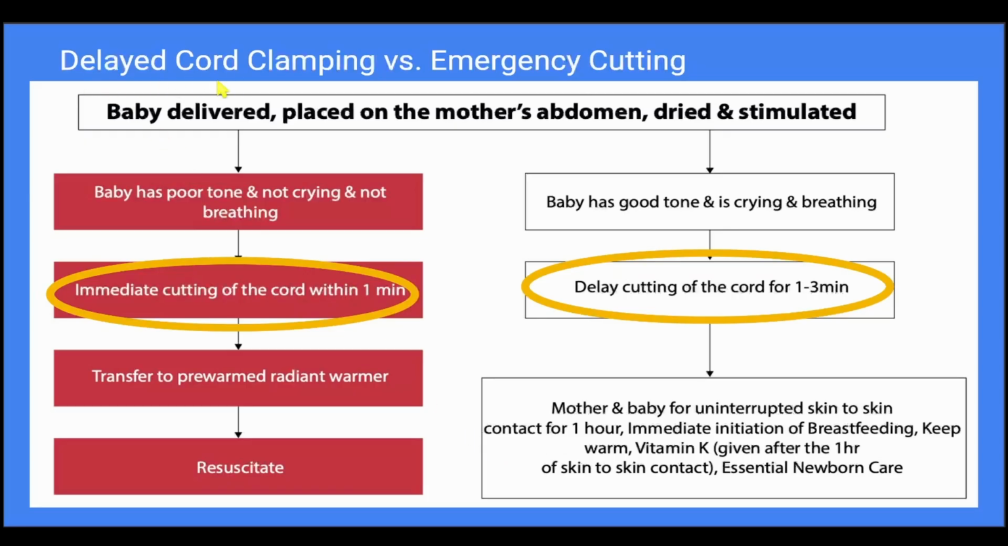Now moving on to delayed cord clamping versus emergency cutting. This is from the Kenya Comprehensive Newborn Care Protocols. And again, very easy to understand. If the baby has poor tone, is not crying and not breathing, that's when you need to immediately cut the cord and bring the baby to the resuscitator. But if the baby has good tone, is crying, and is breathing, you can delay cutting of the cord for 1 to 3 minutes.